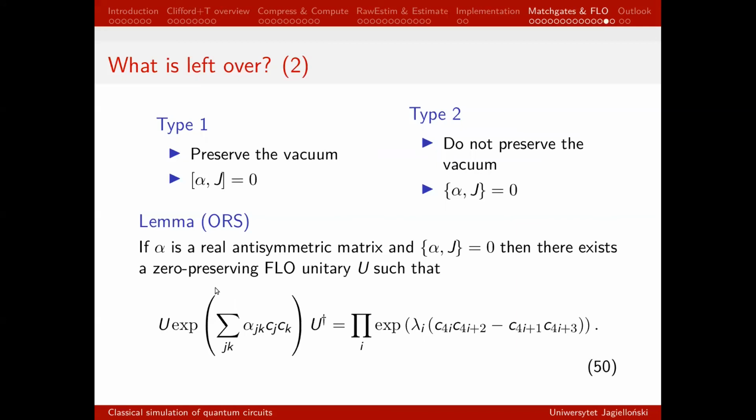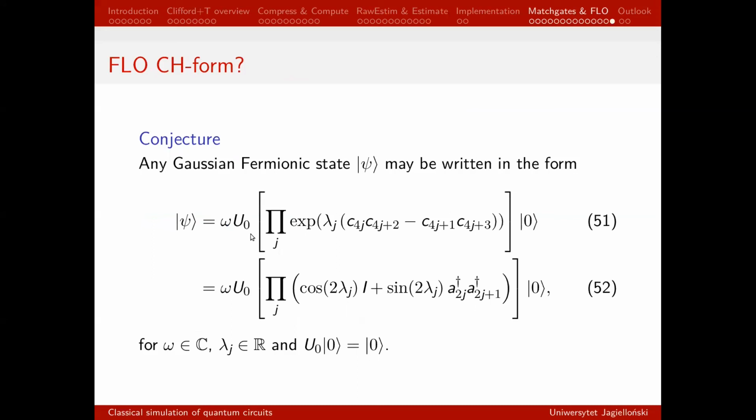So if you have a gate which is type 2, so it's not vacuum preserving, and it's maximally not vacuum preserving, so it anti-commutes with the symplectic form, then it can be simplified by 0 preserving guys to look like this. And this leads to the conjecture, which is any Gaussian fermionic state can be written in this form, for some complex number omega, a 0 preserving guy, U, and this stuff which isn't 0 preserving but is relatively simple. And if I can prove this conjecture, we have essentially a phase-sensitive Matchgate or phase-sensitive fermionic linear optic simulator. I have yet to find any states which can't be written like this. I tried quite hard. So I believe this conjecture is true. I'm currently working on proving it. This would be very cool.